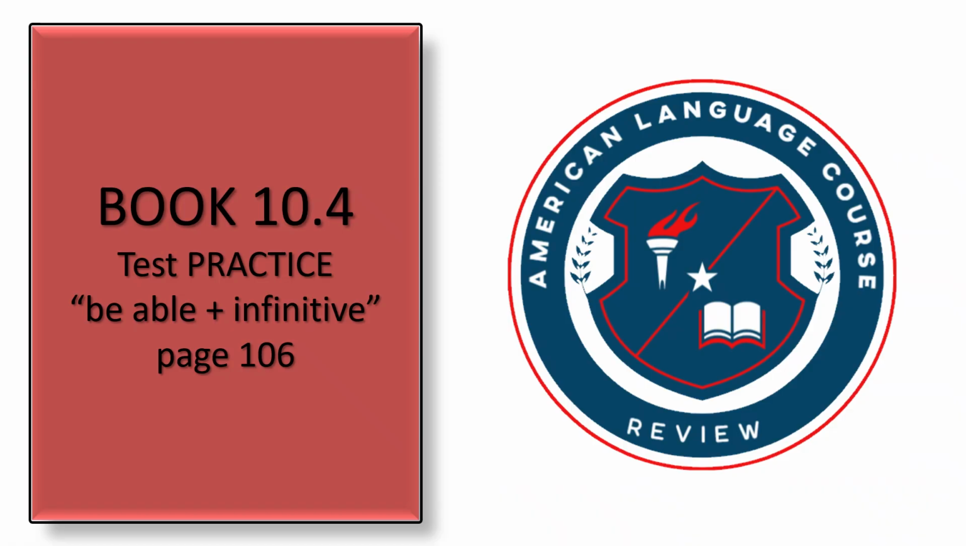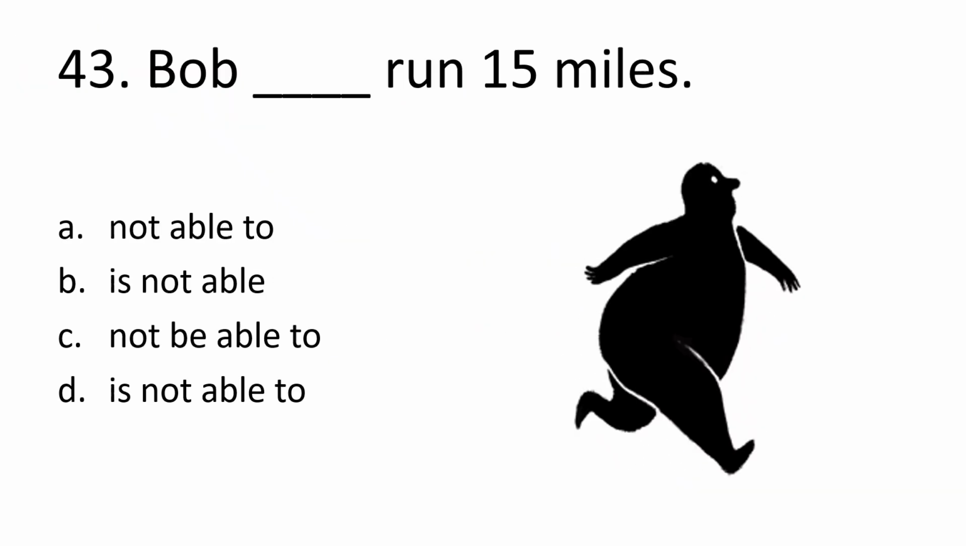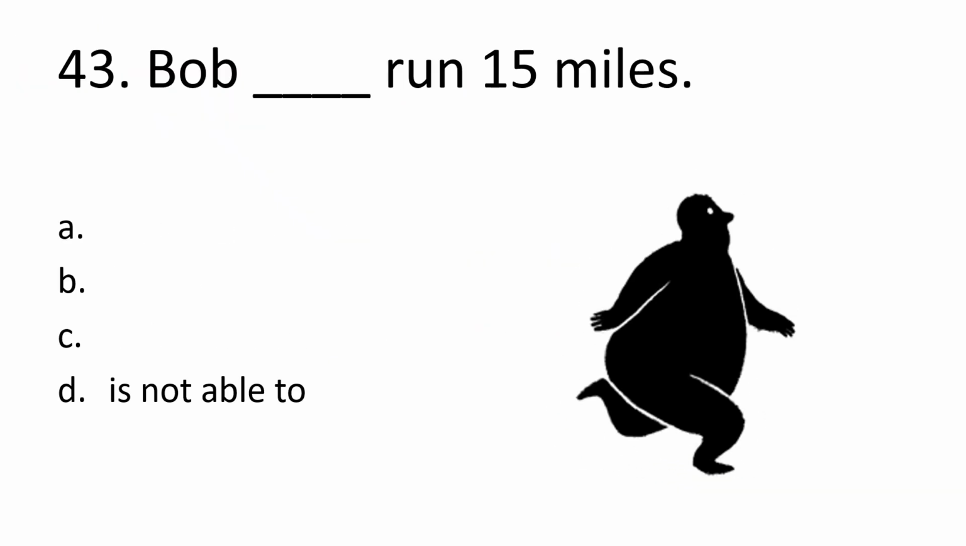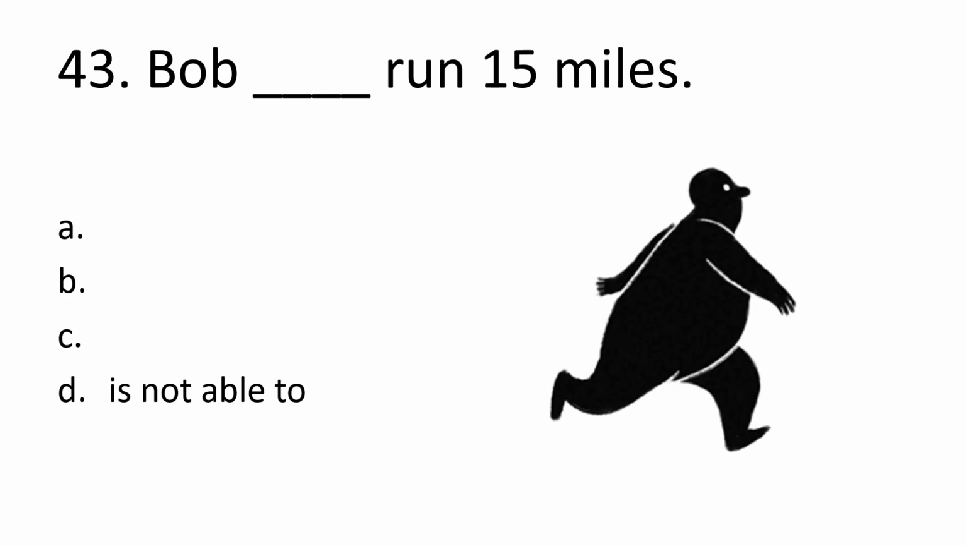Book 10, Lesson 4. Test practice. Be able to plus infinitive. Page 106. Be able to. Be able to means can, but it's more formal. Bob is not able to run 15 miles.